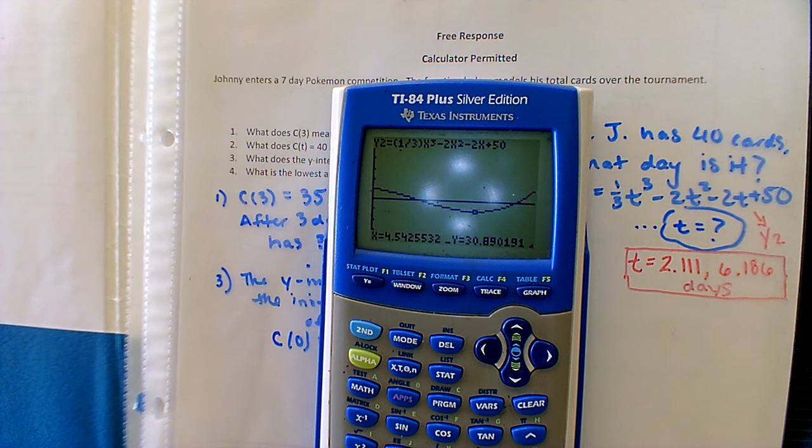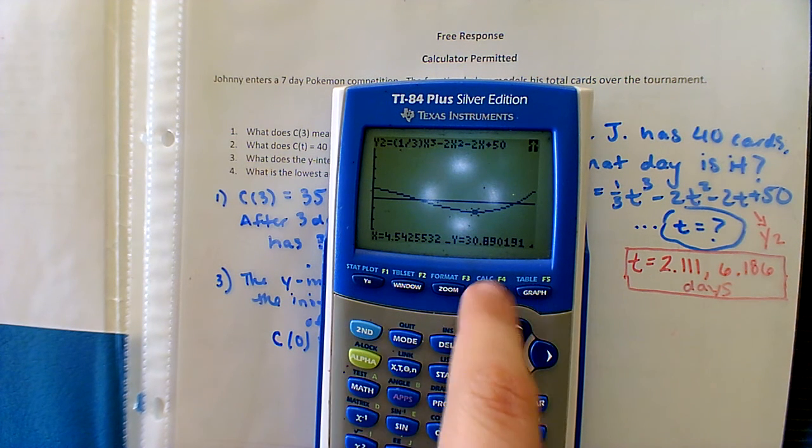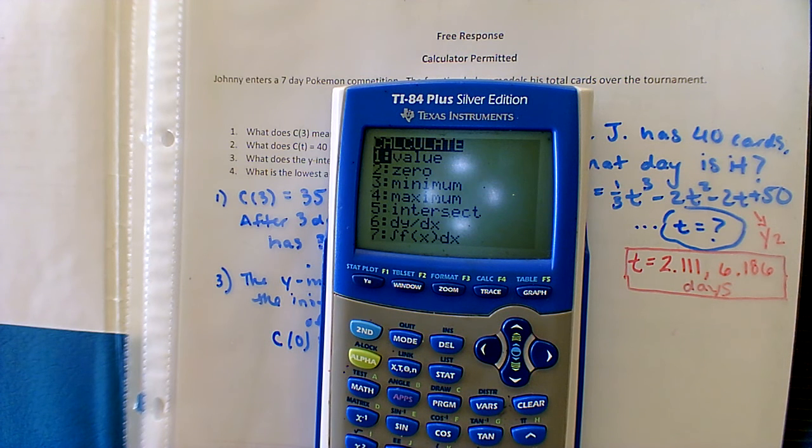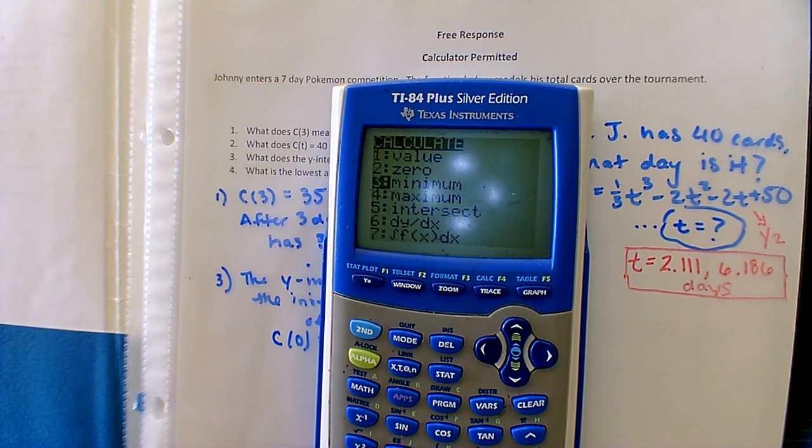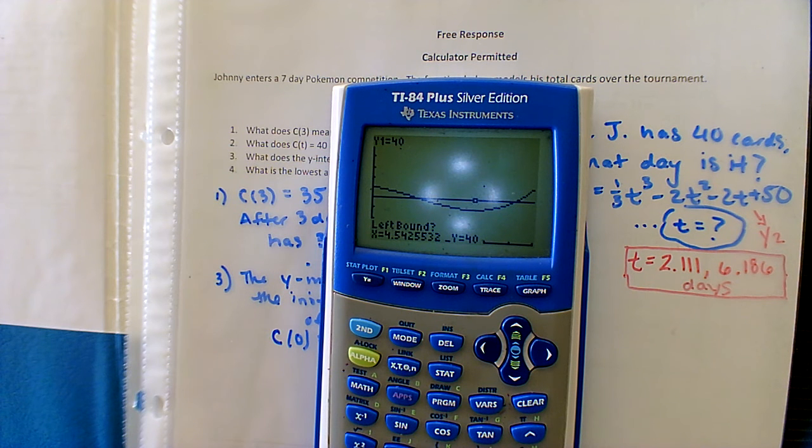Okay? So we're going to go back to that calculate menu. Do you remember how to get there? What buttons we press? Second, and then that trace button. Which option are we going to use now? Minimum, right? We're trying to find the lowest point or the minimum. Now this is a little different than the intersection. Okay, intersection's easy because you just hit enter 3 times. This one we actually have to answer some questions first.